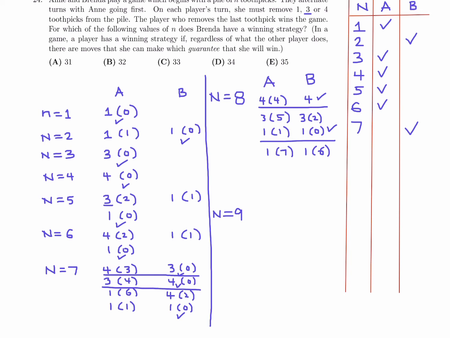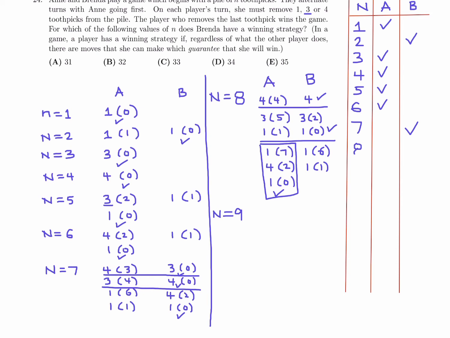Then it goes back to Ann. Ann says, okay, no problem. What I'll do here is I'll remove 4 from those 6. That leaves 2. Brenda can only now remove 1. There's 1. And then Ann removes that 1 to win. So Ann will play this in a way to win. You see what I mean? So therefore, for n equals 8, she wins.